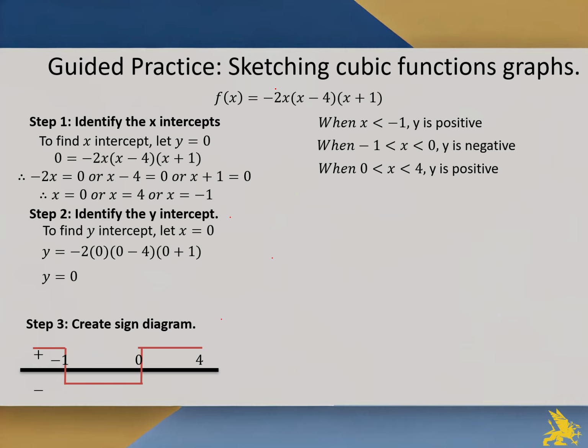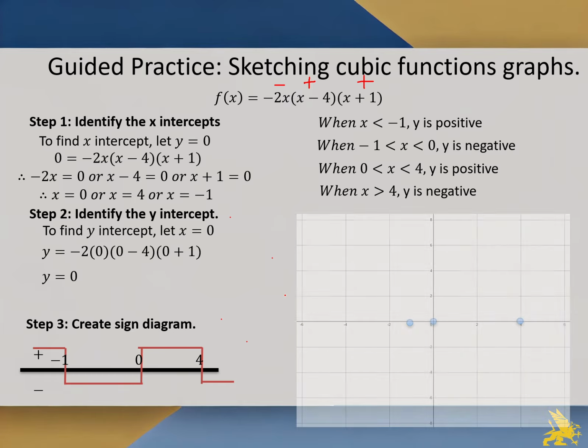So 5 times -2 will give me a negative. 5 take away 4 gives me a positive, and 5 plus 1 equals positive. So that gives me a positive, positive is a positive, and a negative is a negative. So I'm in the negative area. I just need to put down my 3 points because the y-intercept here is in the origin.